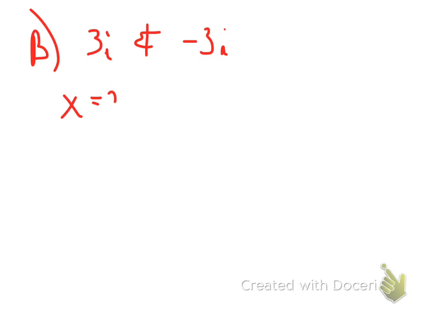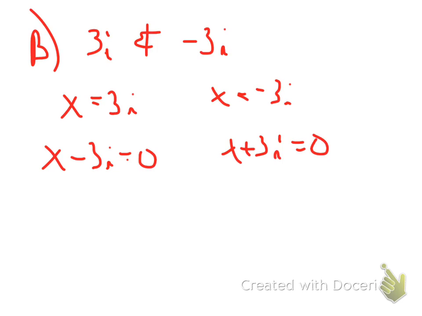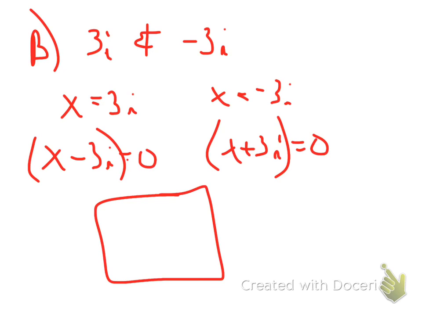Problem B, I have the roots 3i and negative 3i. So I could do the same thing as I did on the last problem. I could say that I have x equals 3i and x equals negative 3i, which would give me x minus 3i equals 0, x plus 3i equals 0. These are my factors. Make my generic rectangle, multiply it out.